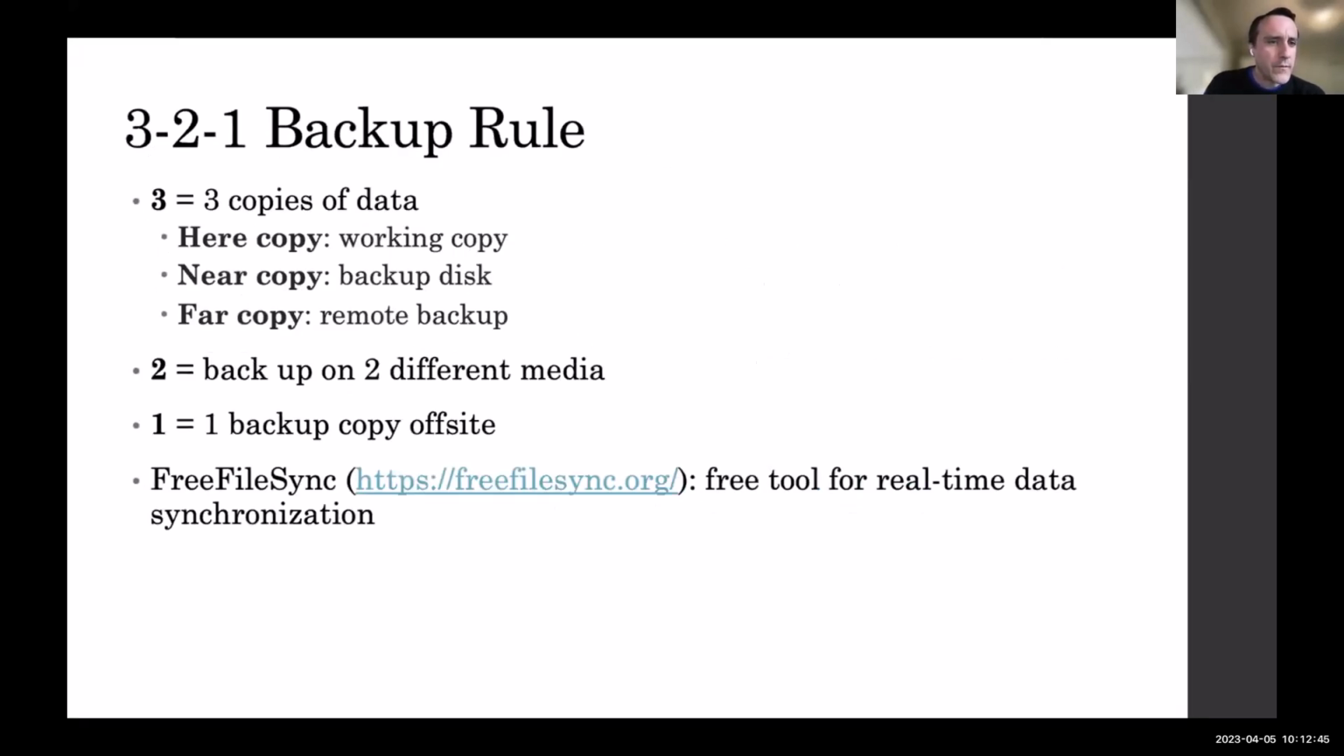3-2-1 backup rule. So here the 3 refers to having 3 copies of your data. You want a here copy, which is the one you're actively working on. You want a near copy, which is perhaps on an external hard drive that's associated with your laptop or the computer in the lab that you use. And you want a far copy, something that is not in the same physical site.